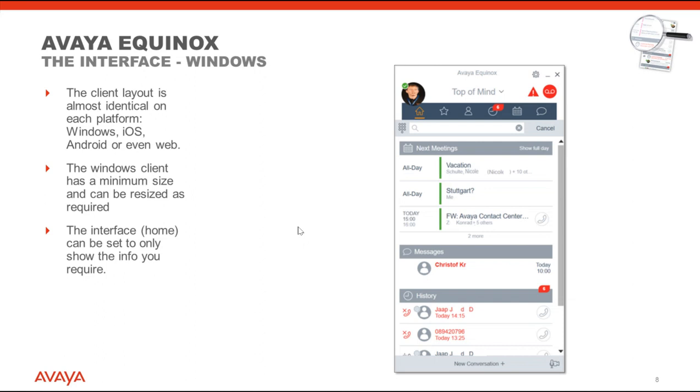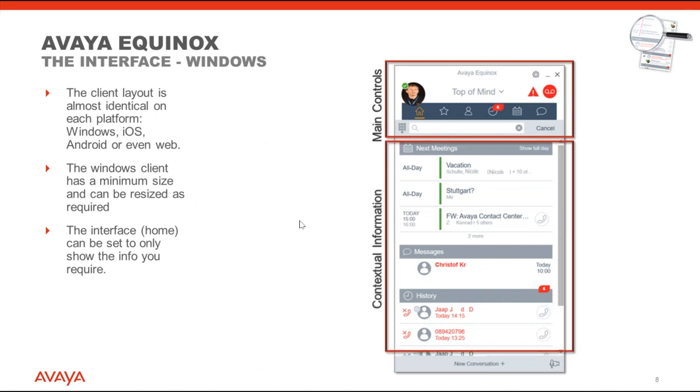A client is normally structured in three sections. On top, you have the main controls. Then in the middle, you have contextual information, and on the lower part, you have common controls, communication controls.